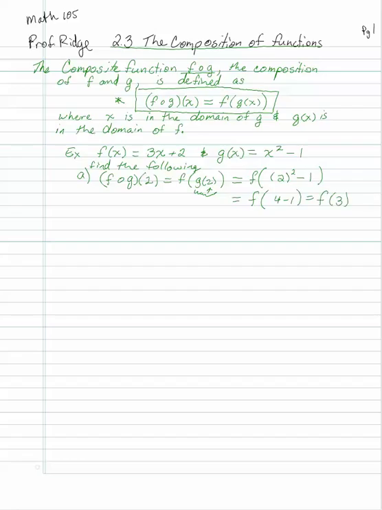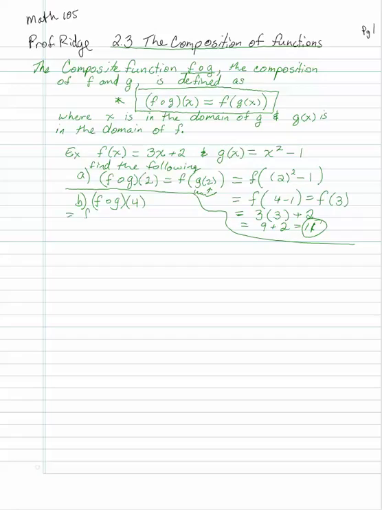And now you're going to plug 3 into the f function. Well, the f function is 3 times x plus 2, and we're plugging in 3 for the x. So 3 times 3 is 9, plus 2 is 11. So f composed with g of 2 is equal to 11. Let's try another one. How about f composed with g of 4?